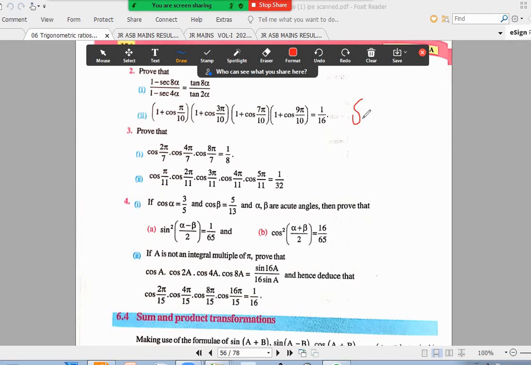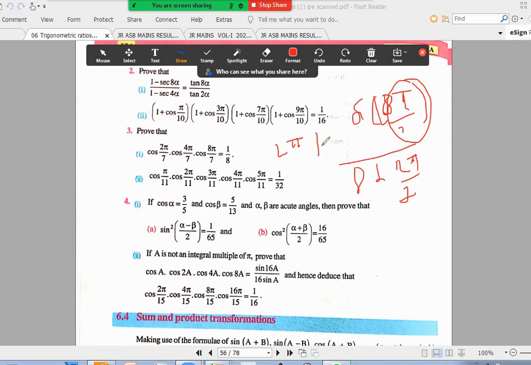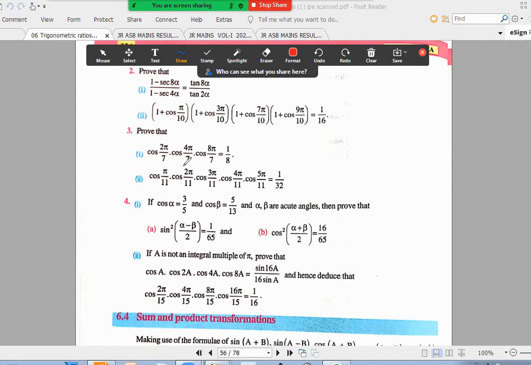So you will end up with sine 16 pi by 7 by 8 times the sine 2 pi by 7. This 16 pi by 7, you can write as 2 pi plus pi by 7. Sine 360 plus theta is sine theta.